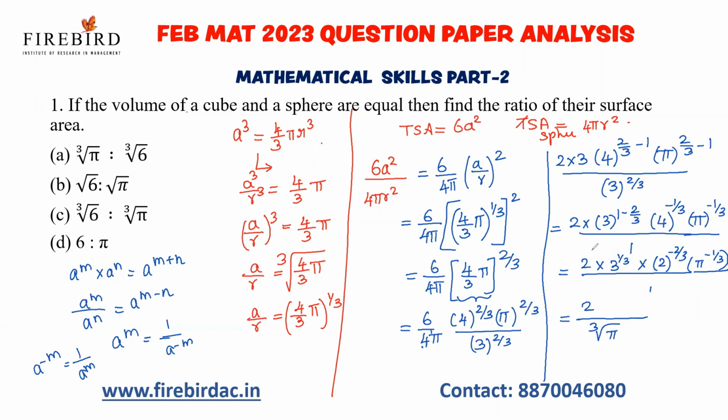Okay, now 2 power 1, 2 power minus 2 by 3. So 2 power 1 minus 2 by 3 into 3 to the power 1 by 3, which is equal to 2 to the power 1 by 3 into 3 to the power 1 by 3 divided by cubic root of pi. Okay, so now 2 into 3 is what? 6 to the power 1 by 3 divided by cubic root of pi. So 6 to the power 1 by 3 is nothing but cubic root of 6 divided by cubic root of pi. So option C is your answer.